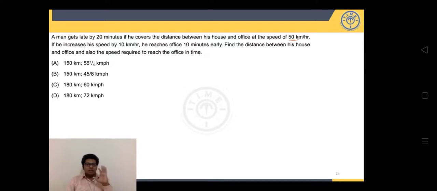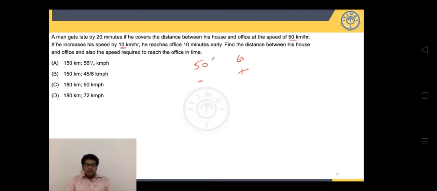So I should travel at higher speed, more than 50? Yes. If I increase the speed by 10, will I reach? No. I'm early. So if I travel at 60 kilometers per hour, I'm reaching early. So if I travel at 50 kilometers per hour, I'm late. So minus. If I'm traveling at 60 kilometers per hour, I'm early. So plus.